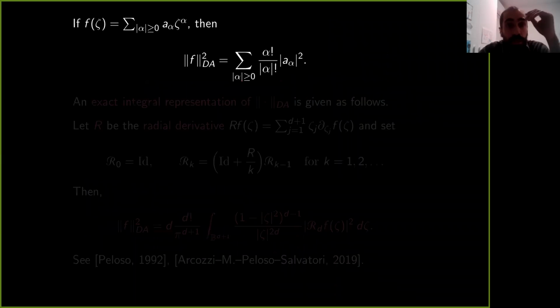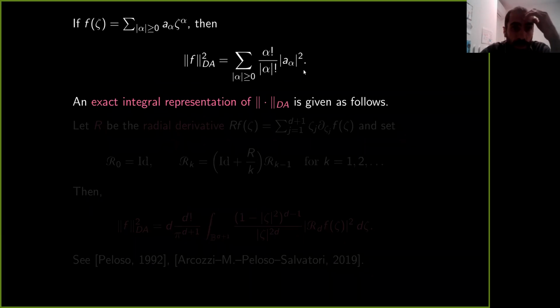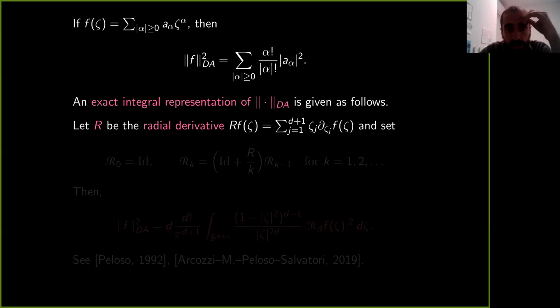As we saw this morning in Mikkel's lecture, this is the norm of a Drury Arveson function f, given its power series expansion. And as Mikkel also mentioned, we do have an exact integral representation for this norm. This is just a curiosity, but I will show it to you anyway. If R is the radial derivative, which is defined like this, we introduce this differential operator: script R_0 is the identity, and we define script R_k to be the identity plus the radial derivative over k, composed with script R_{k-1}.